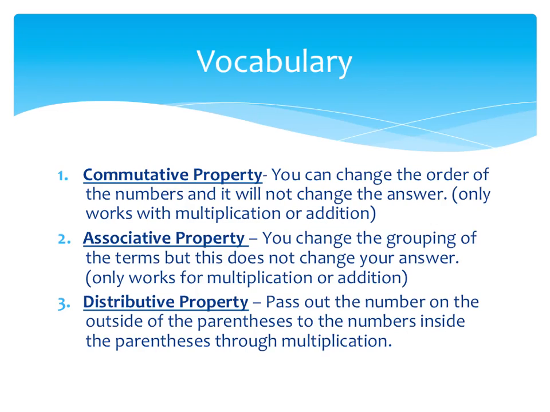Again, this only works for multiplication and for addition. A way to think about and to remember the associative property is to think of your associates. The word associates refers to your friends or the different groups of people that you hang out with. You may have a group of friends at school, a group of friends at church, and a group of friends in your neighborhood, and they may or may not be the same people. So with the associative property, we can change the groupings and it won't change our answer.